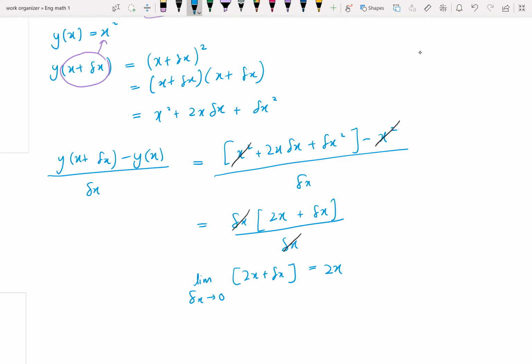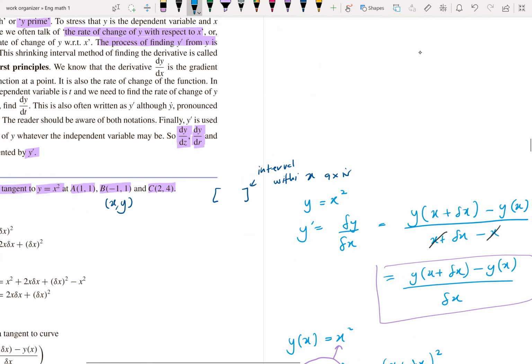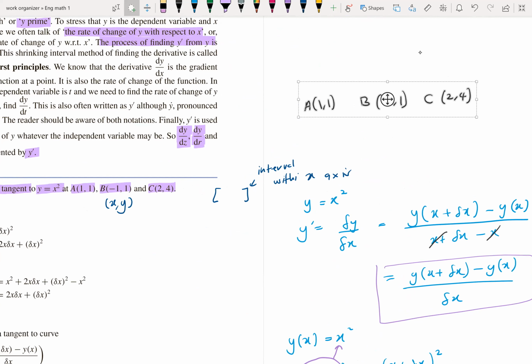Then we are given coordinates: a is (1, 1), b is (negative 1, 1), and c is (2, 4). One more.